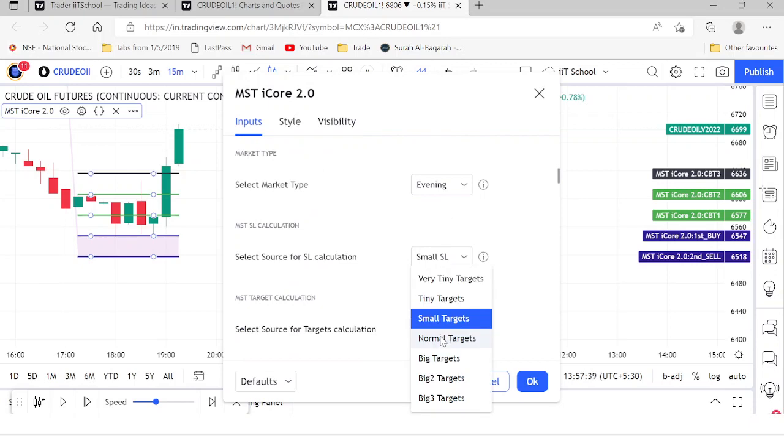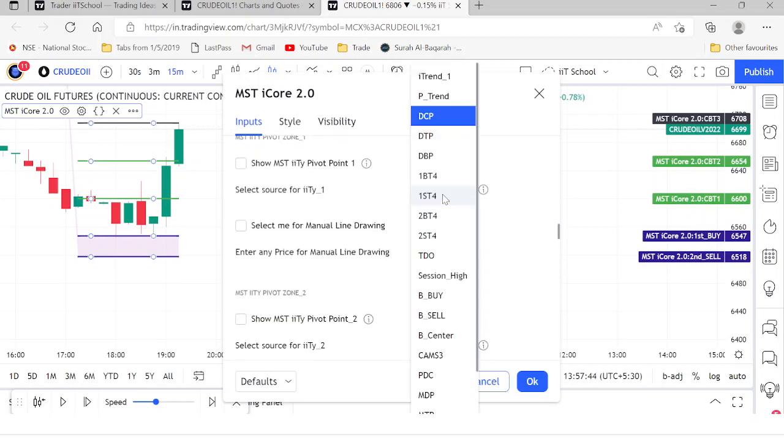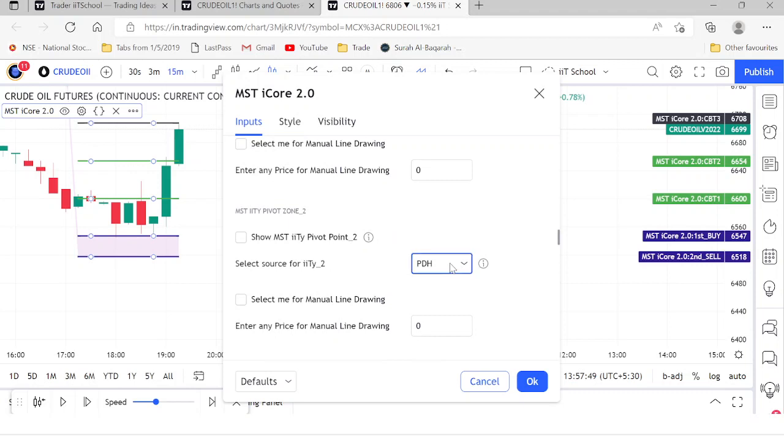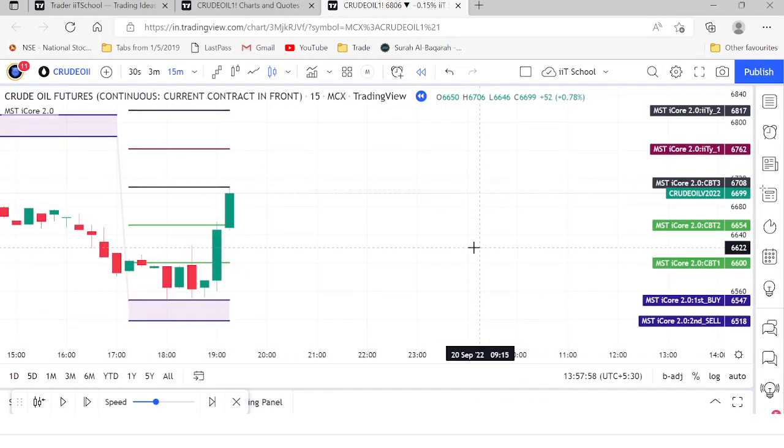I have kept small targets. If you want, you can keep normal targets and you can enable extra targets also, because yesterday we got a very good movement. Immediately all the three targets have been achieved.